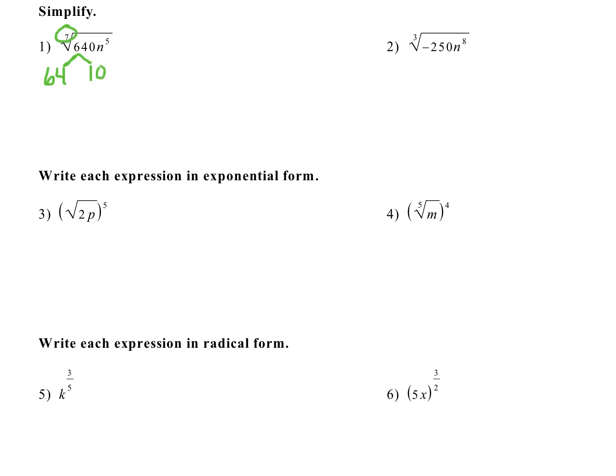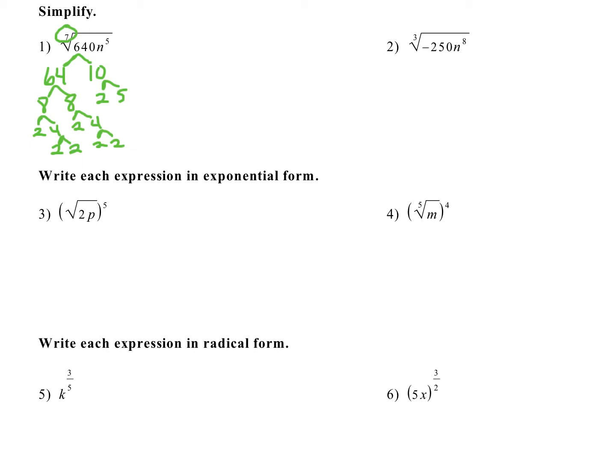and 10, and then I'm going to break that down further. We'll go 8 and 8, and then 8 of course breaks down into 2 and 4, 4 breaks down into 2 and 2, 8 breaks down into 2 and 4, 4 breaks down into 2 and 2, and then 10 breaks down into 2 and 5. So that's my prime factorization.